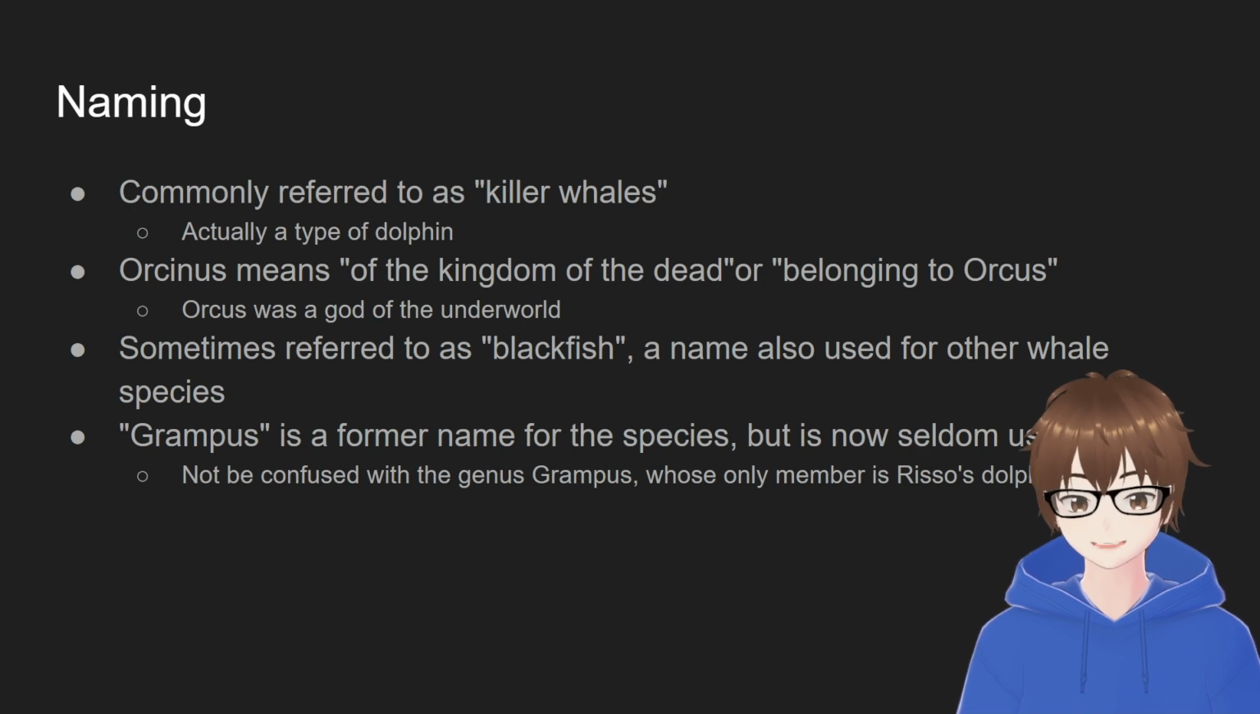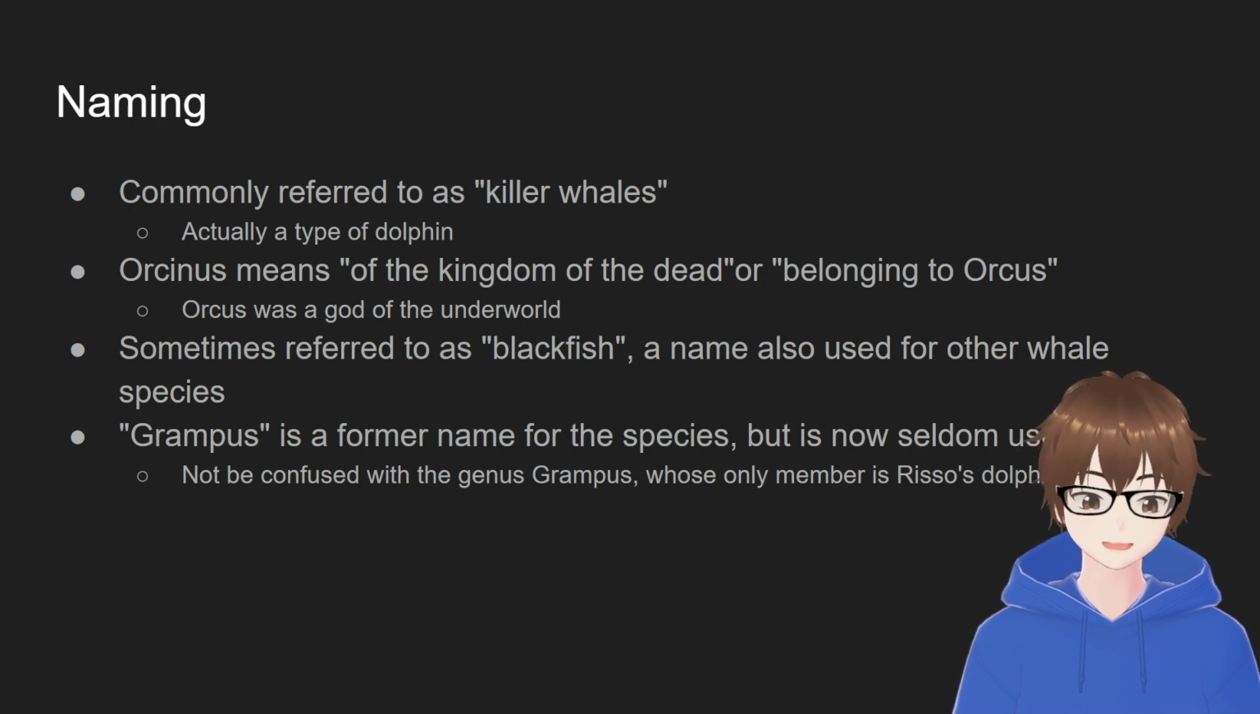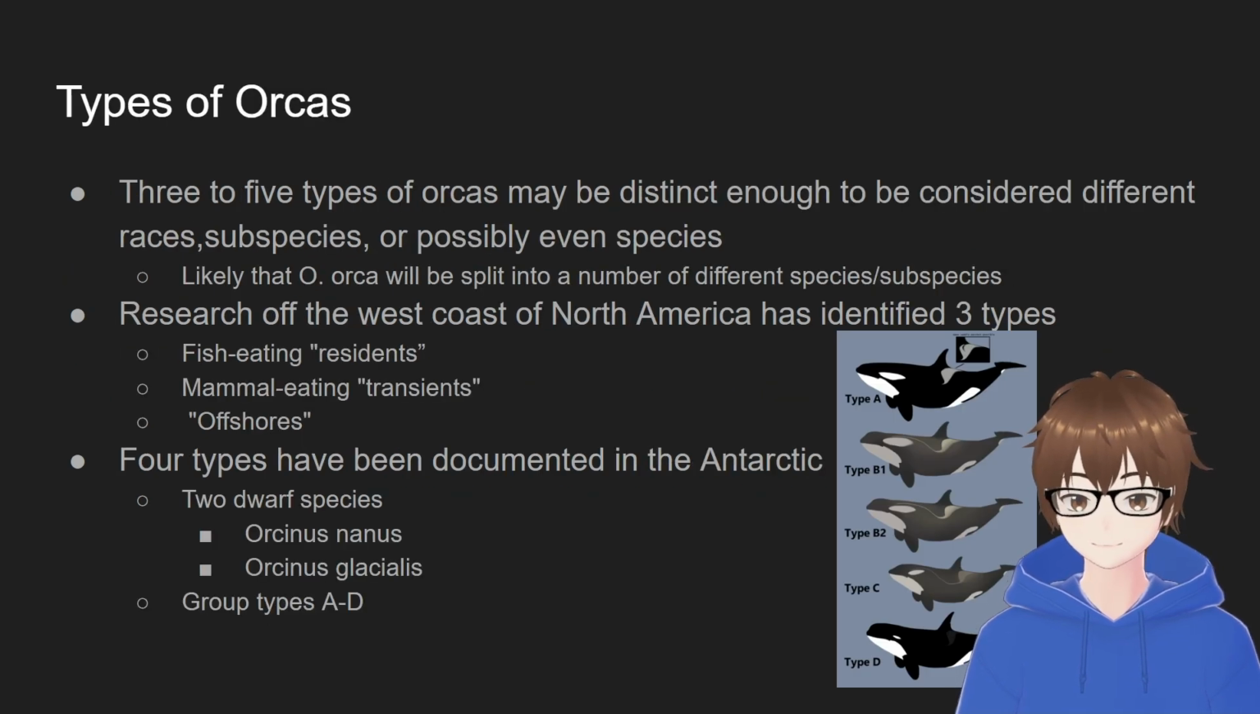And then Grampus is a former name for the species, but it is now not really used as much because it could be confused with the genus Grampus, whose only member is the Risso's dolphin. So there are some different types of dolphins.